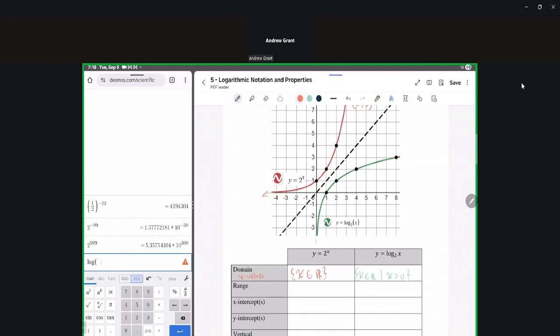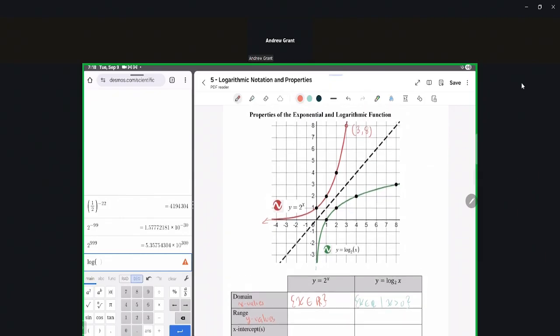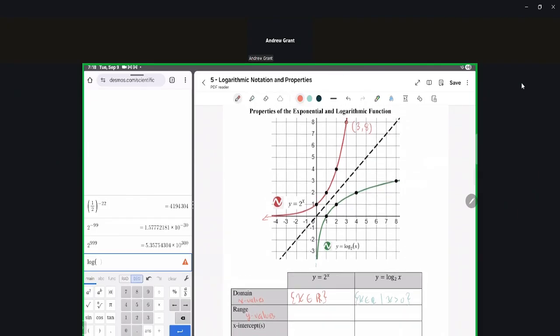Okay. The range refers to the y values. And so if we have a look at this, on the red curve, we get really close to 0. And again, when we're looking for range, we want to think about this in terms of how far up the graph we can go and how far down the graph we can go. We can continue on forever in the positive direction, but we can't quite get to 0.